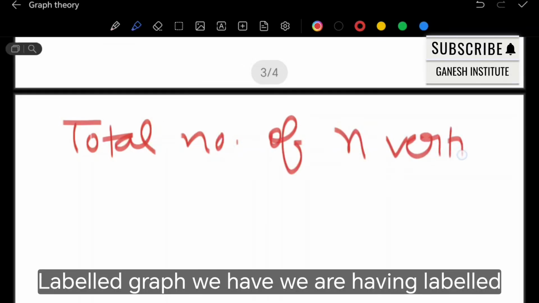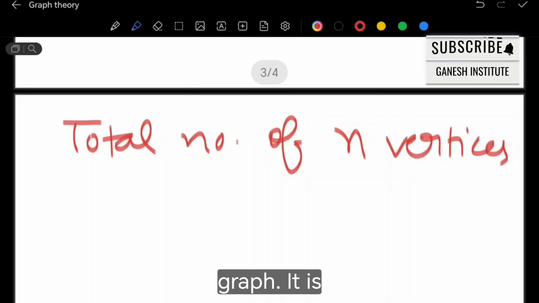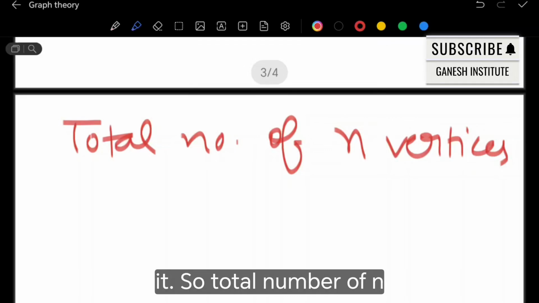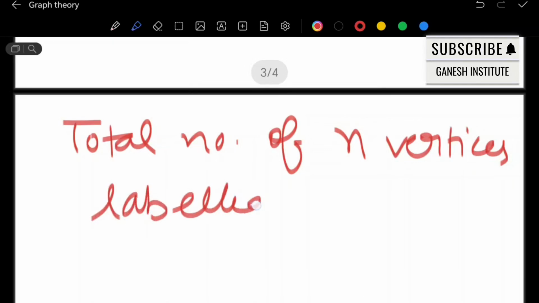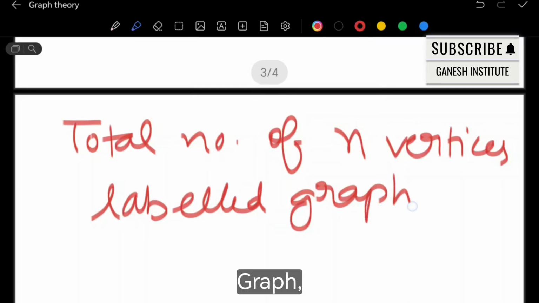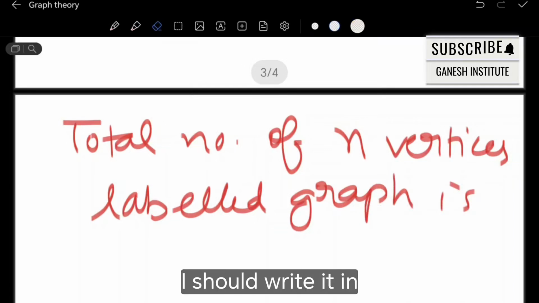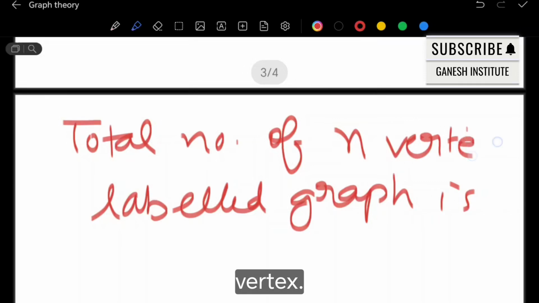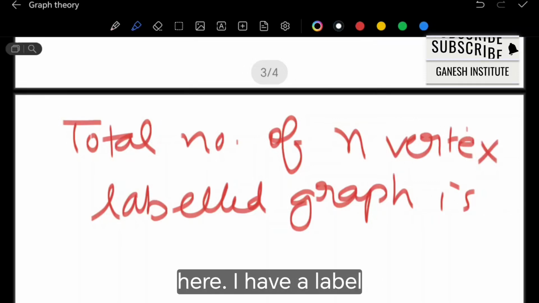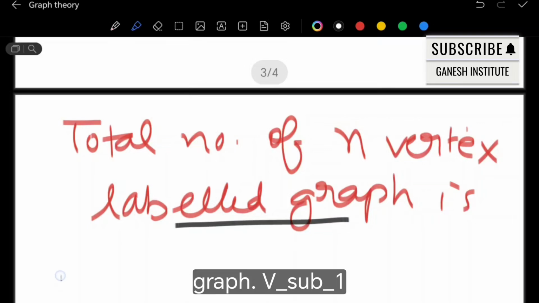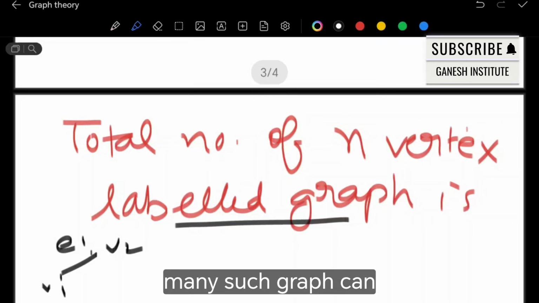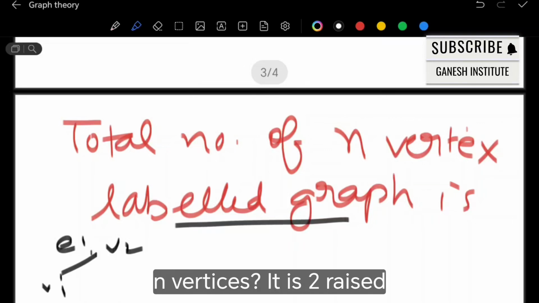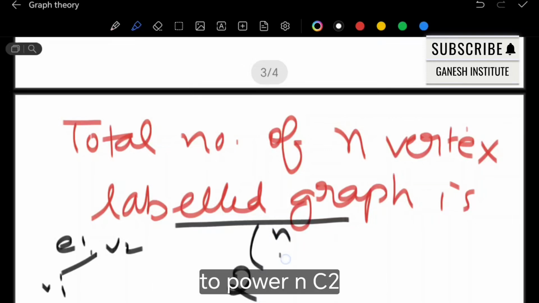If we have to find the total number of labeled graphs with n vertices, labeled meaning some weights or values are given to it. See what I want to say here. I have a labeled graph, V1, V2, everything labeled, E1, E2. How many such graphs can we have if there are n vertices? It is 2 raised to power nC2.